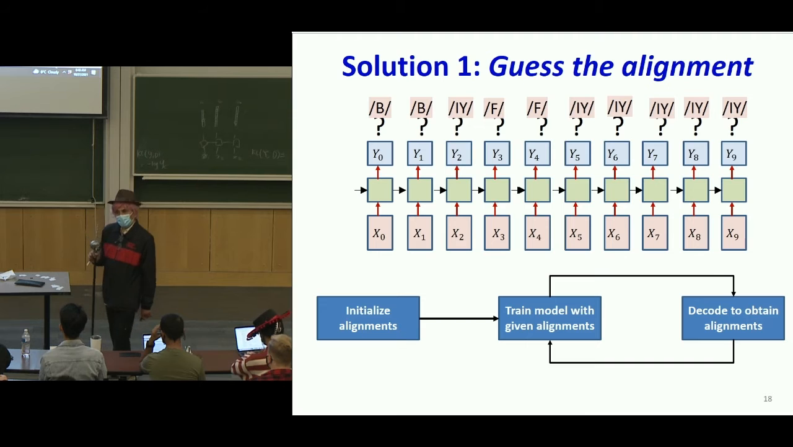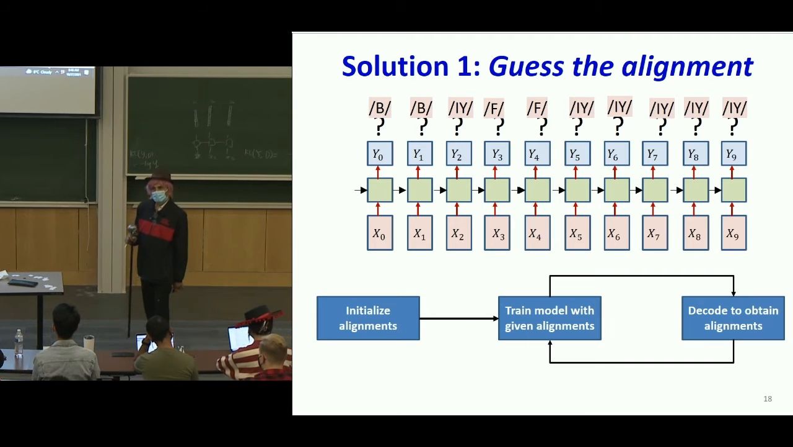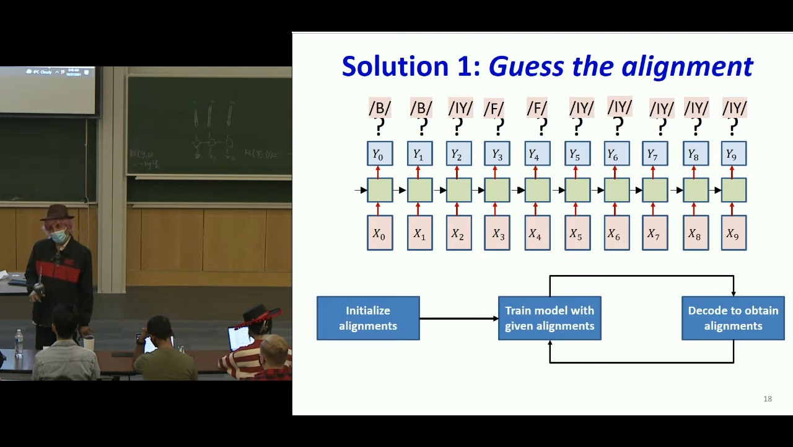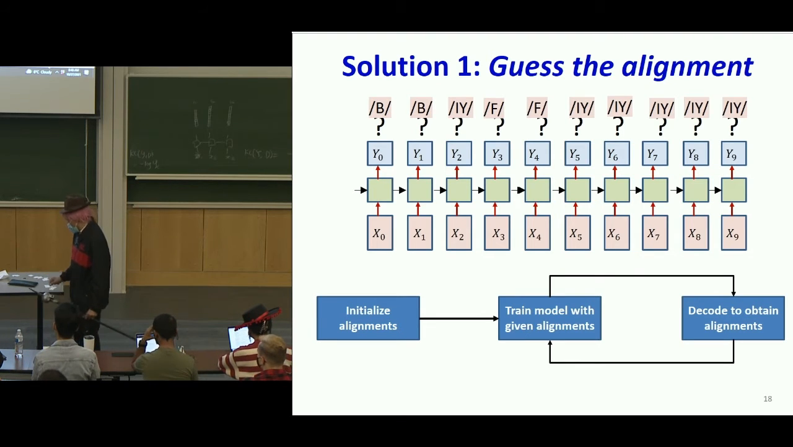Is that dependent on the model parameters? To the extent that the output probabilities are. The output probabilities are dependent on the model parameters. Therefore, the alignment that you get is going to be dependent on the model parameters, right?